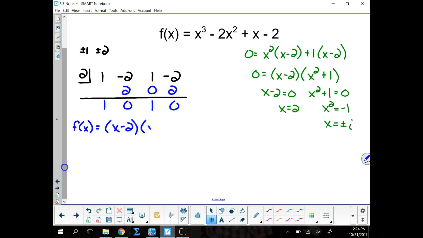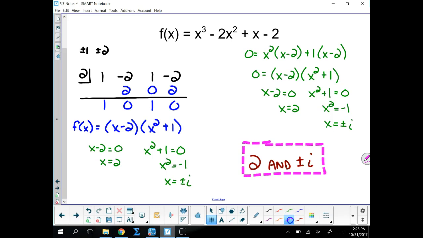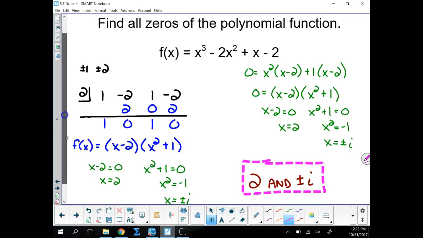So then what's left over is x squared plus 0x plus 1. Okay? So we're there. And then we're basically in the same spot again, because now x minus 2 equals 0, so x equals 2, and x squared plus 1 equals 0, so x squared equals negative 1, so x equals plus or minus i. So my answers here are 2 and plus or minus i, because it asked for all zeros. It didn't say all reals, it asked for all of them.